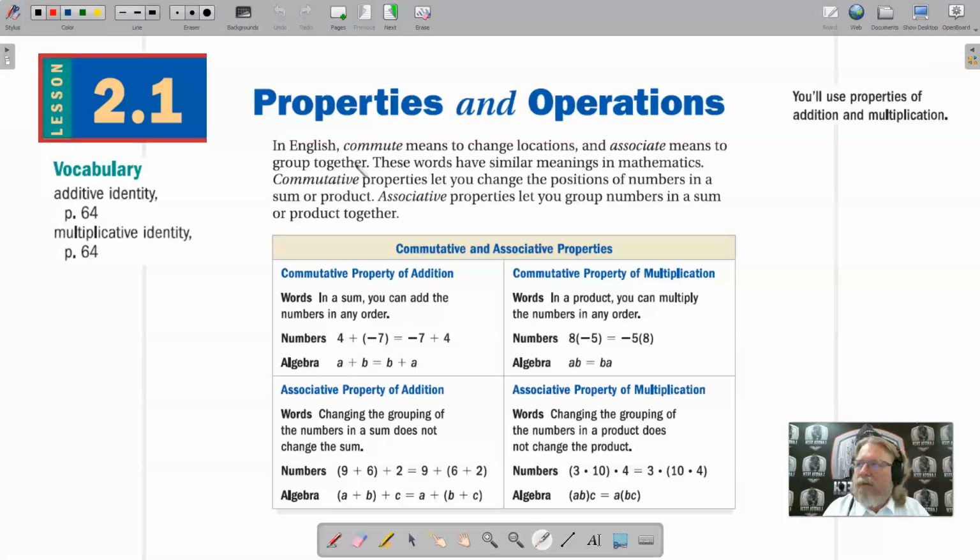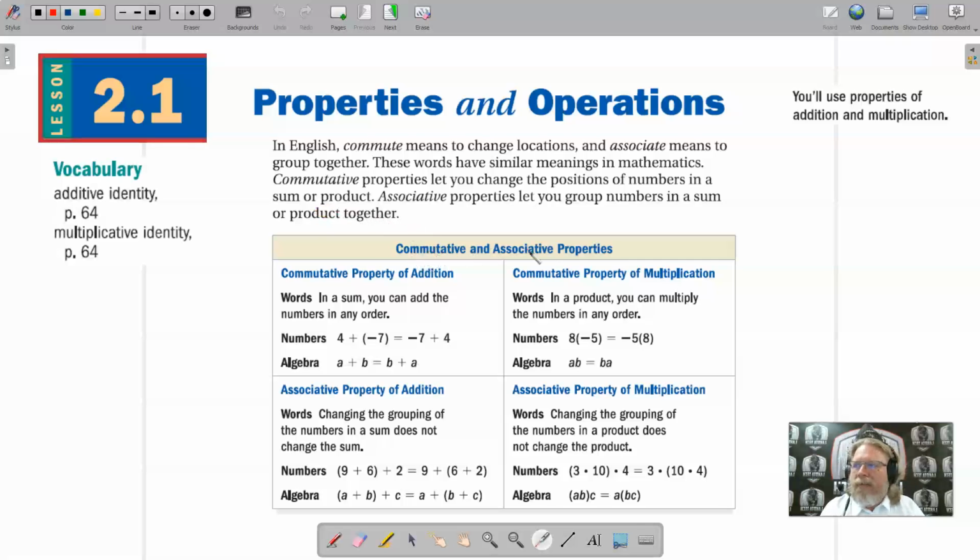Commutative, notice the root word commute. Commutative properties let you change the position of numbers in a sum or product. Sum is when we add, and a product is when we multiply. And as you see in our objective, we're dealing with properties of addition and multiplication. So commutative properties let you change the locations or change the order of the numbers. Associative properties let you group numbers in a sum or product together. So notice that the word associate is the root word in associative, and the associative properties are what let you group numbers in a sum or product. And again, sum means to add and product means to multiply.